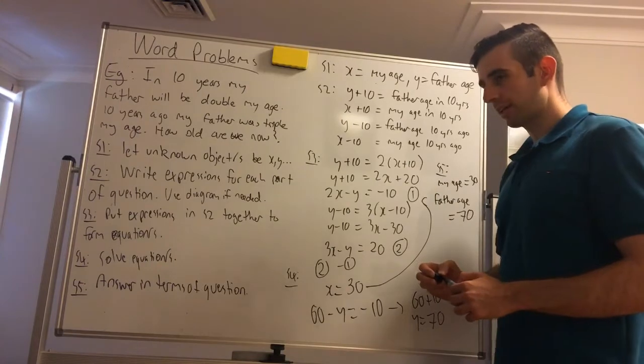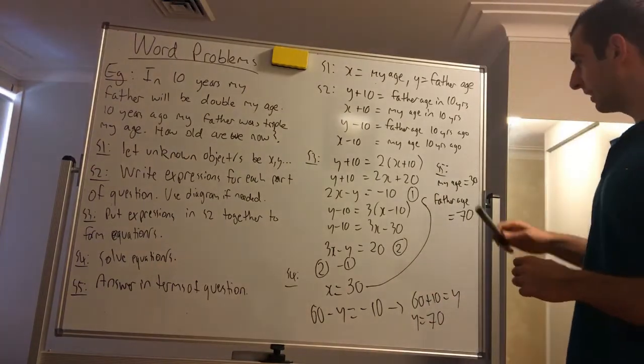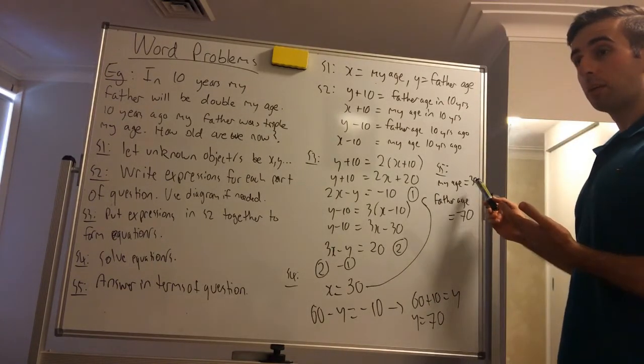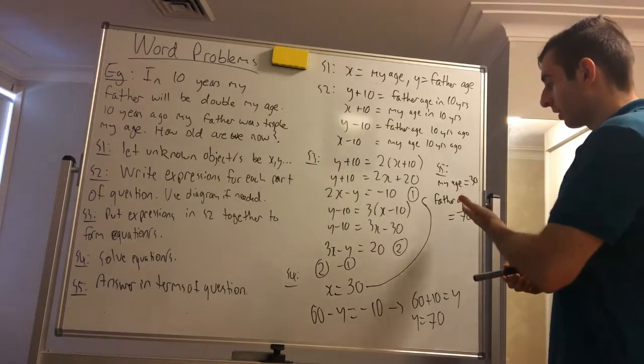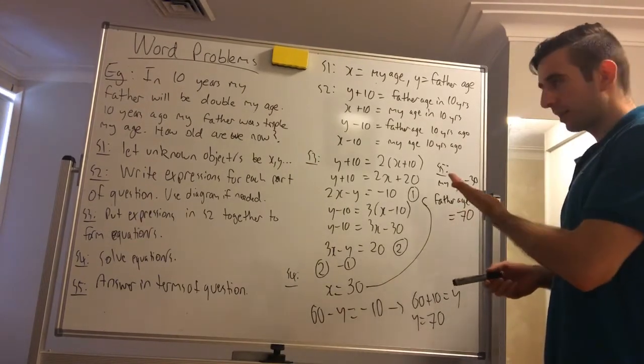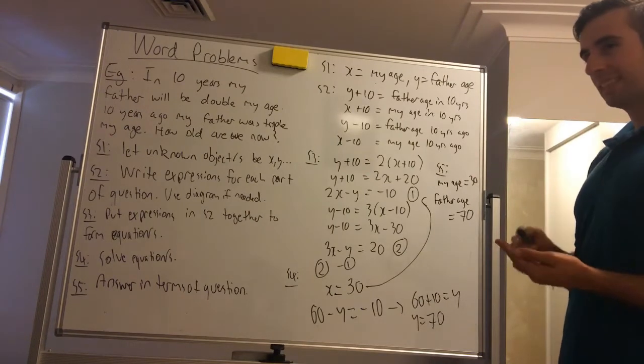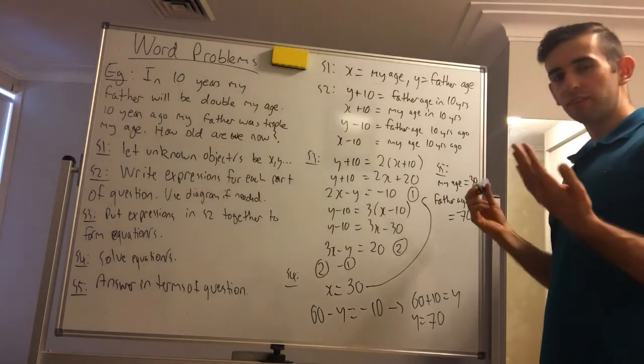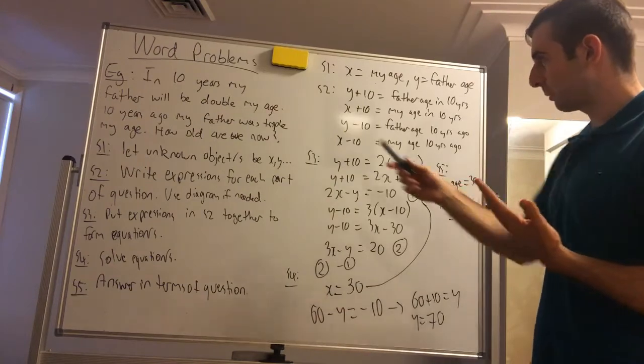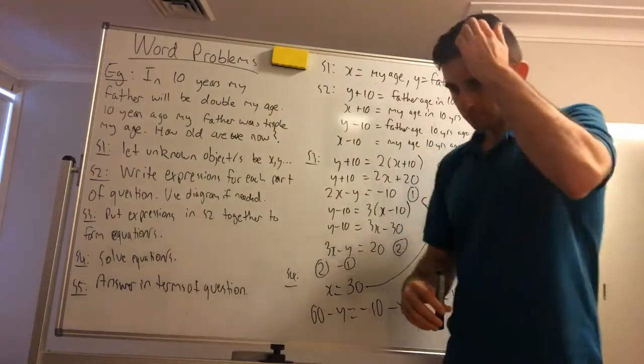So you can check that's correct just by some simple math. In 10 years I'm 40, if I double that, my father's 80. And in 10 years his age is 80, correct. If I subtract 10, I'm 20. Triple that is 60, and my father 10 years ago was 60. So obviously the answer is correct, right? You can just check with mental math.